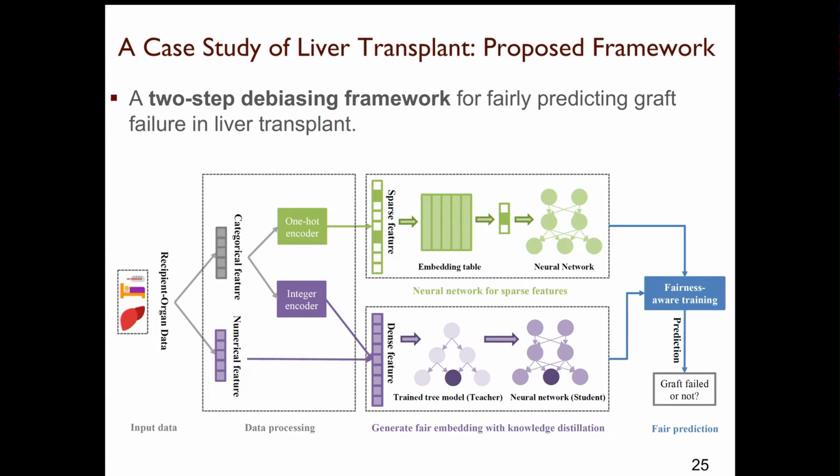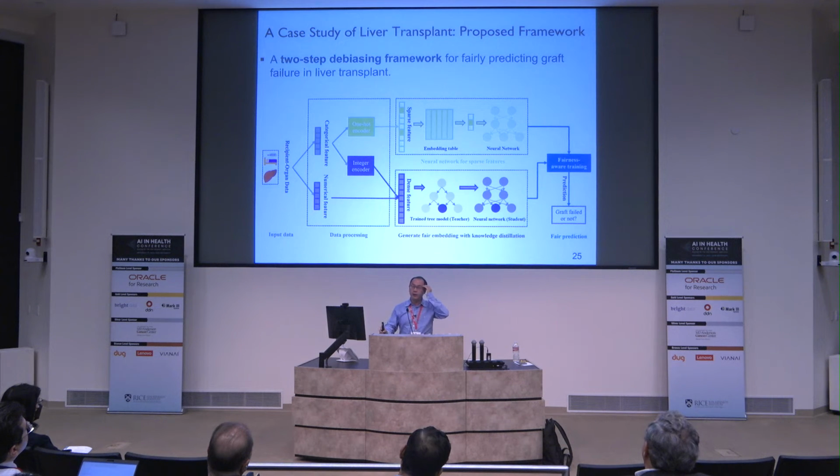And here we develop a 2-step debiasing framework for fairly predicting graft failure in liver transplant. I'm not going to dig into the details, but the whole point here is that we want to model some constraints in 2 steps. The first step is the data representation, and the second step is the model prediction part, to ensure that we can have a fair process among different genders and across different races.